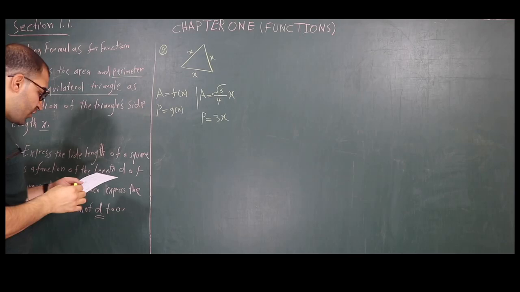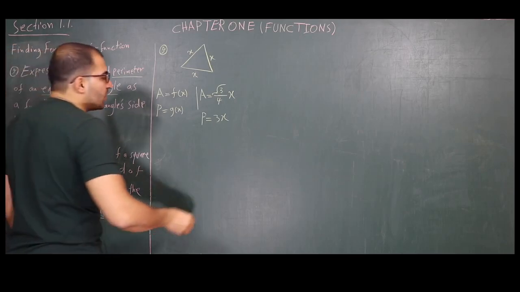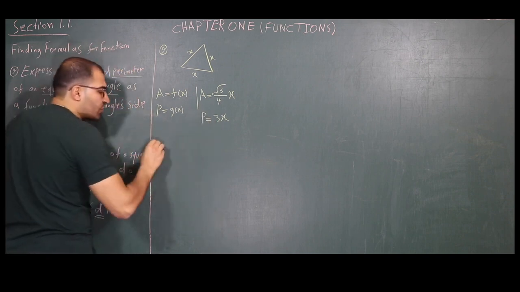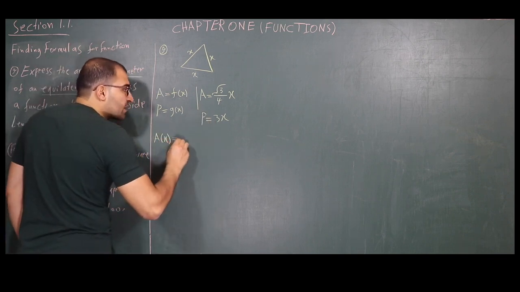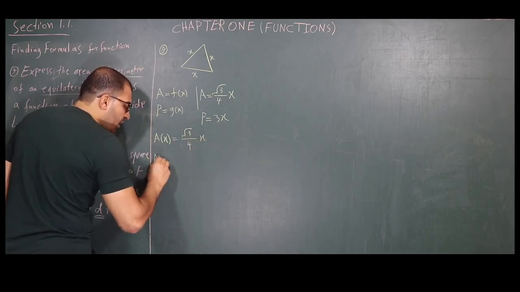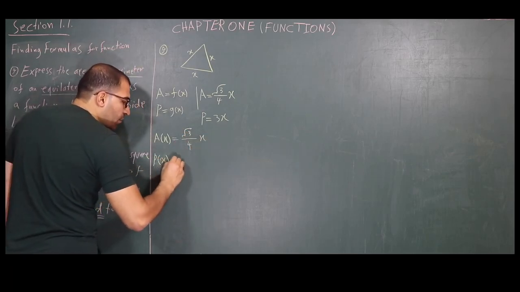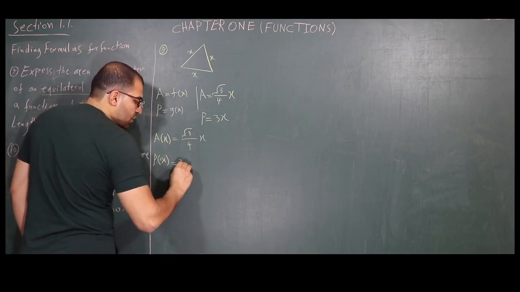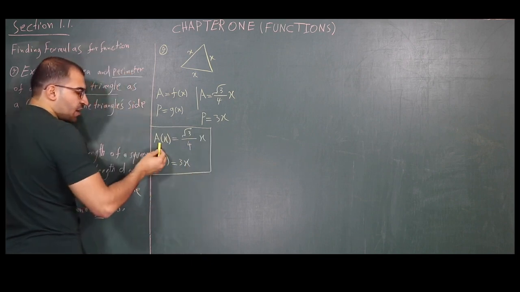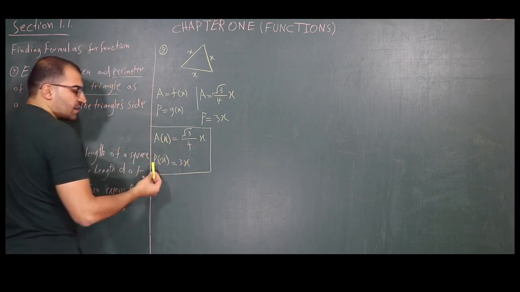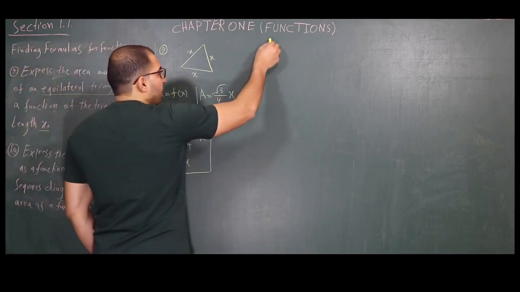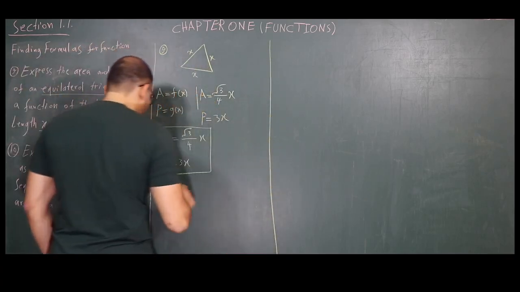Okay, it's too easy and straightforward. We can see right now that we wrote A as square root of 3 x squared over 4, and we wrote P depends on the variable x, which is 3x. So we expressed the area as a function of x and expressed the perimeter as a function of x, which is the length of the side of the equilateral triangle.